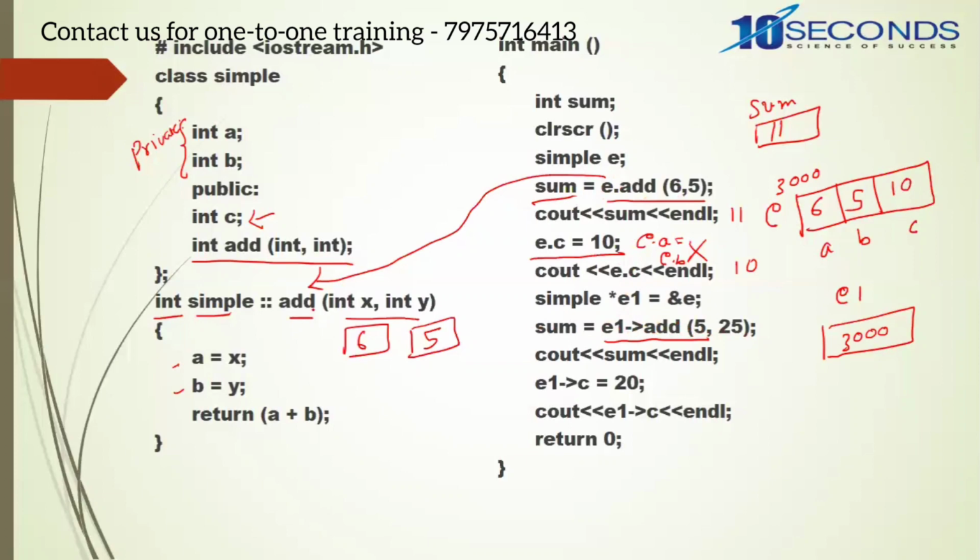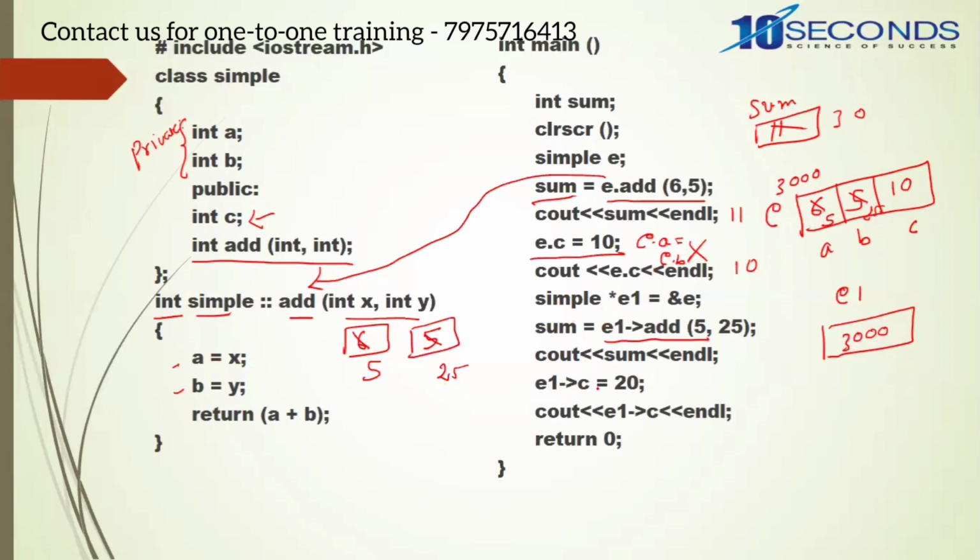So control will go in search of the function add and 5 will be copied to x and 25 will be copied to y, and from there 5 will be copied to a and 25 will be copied to b and return a plus b. 25 plus 5, 30. That 30 will come and be stored in sum.